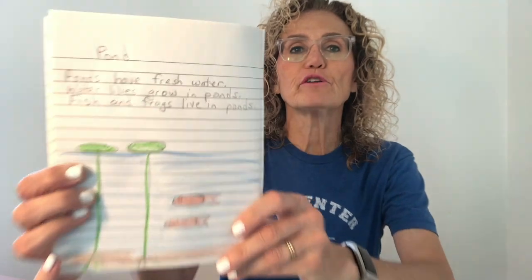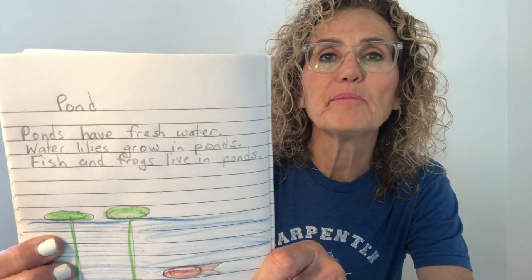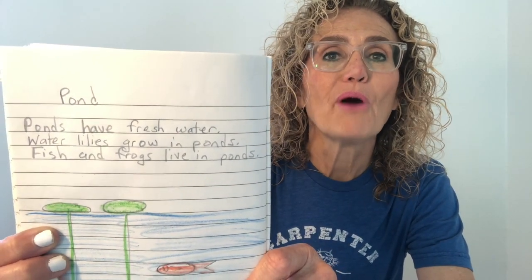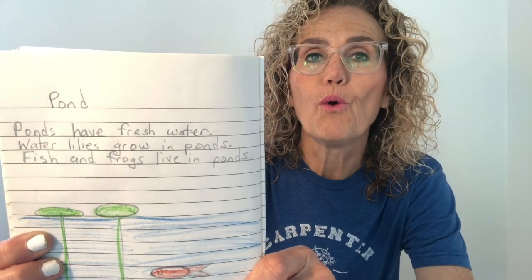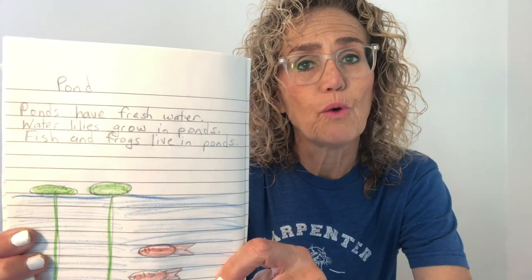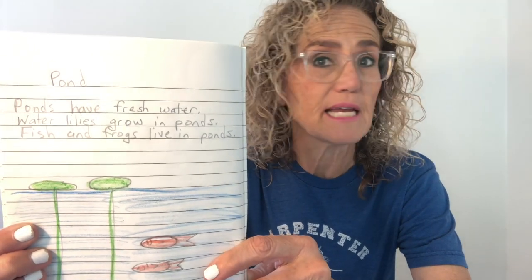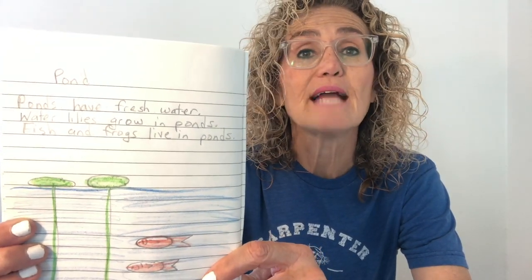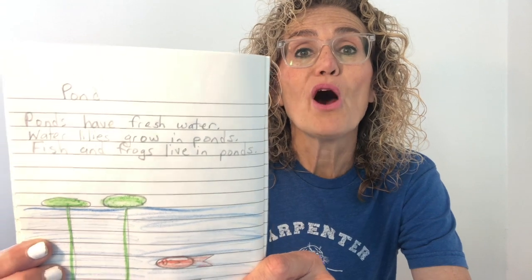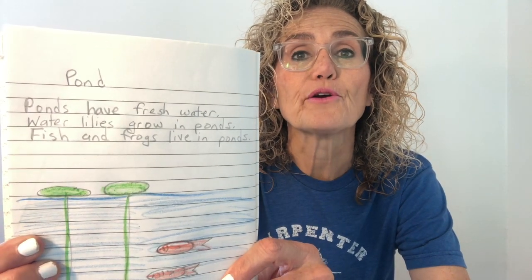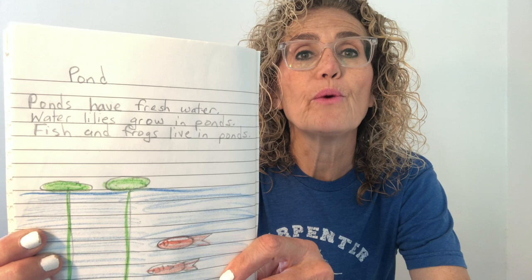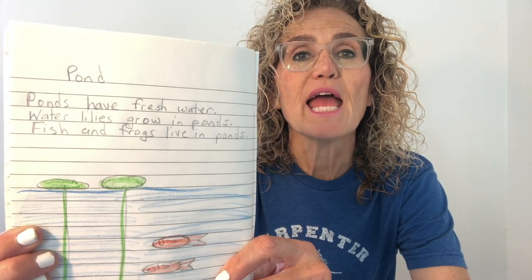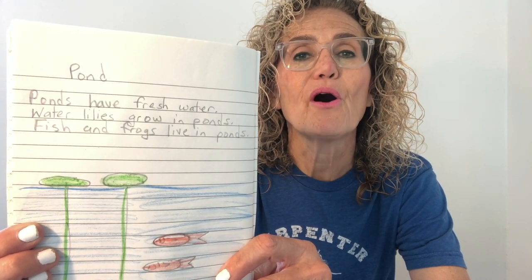Get out your science notebook and we're going to start with drawing a picture of a pond. So first of all, I wrote a little bit about a pond. Ponds have fresh water. When I talk about fresh water, I don't mean that it's coming out of the faucet and it's nice and clean. I mean it's not salty. So ponds have fresh water. Water lilies grow in ponds. Fish and frogs live in ponds.